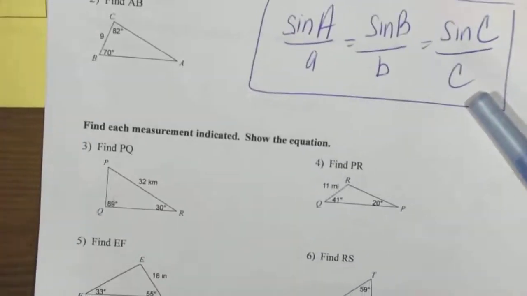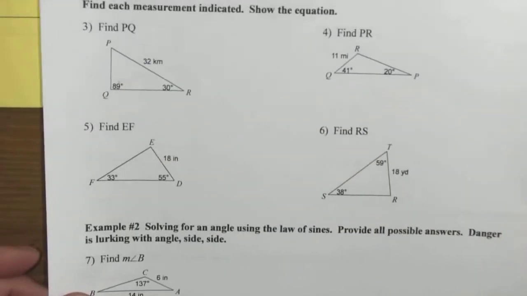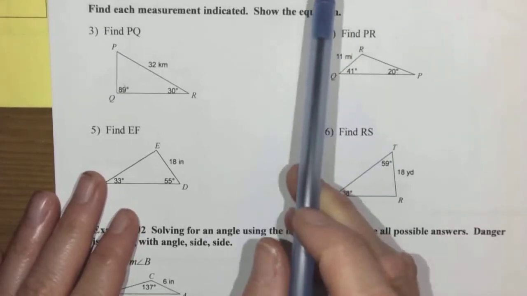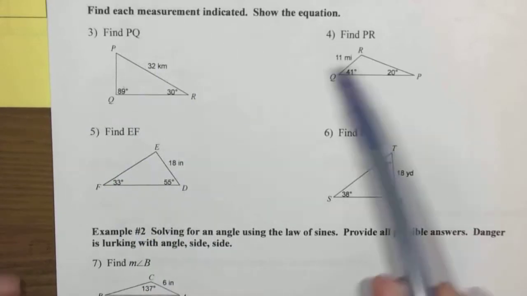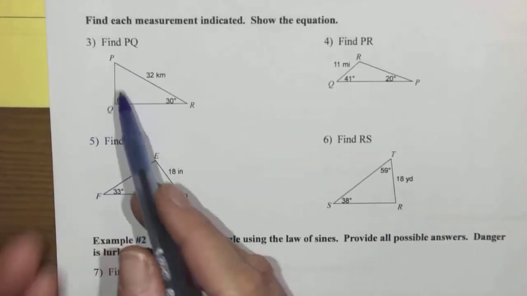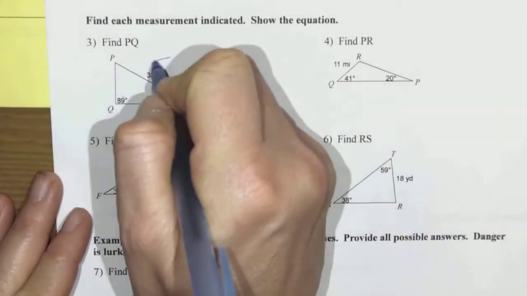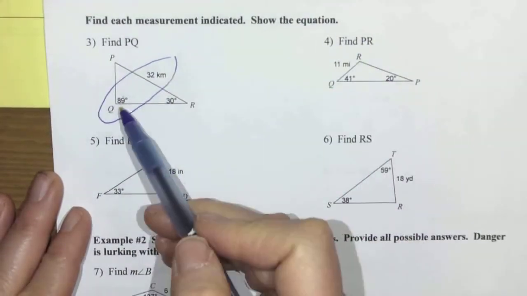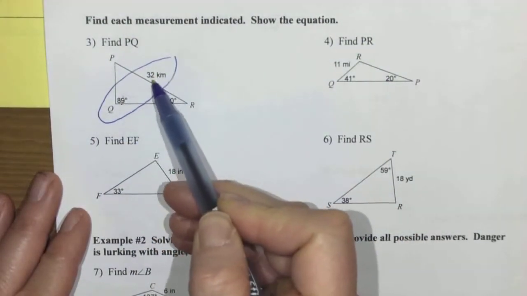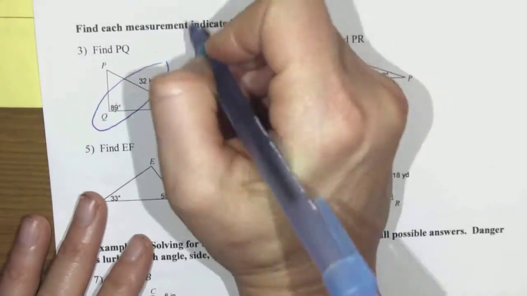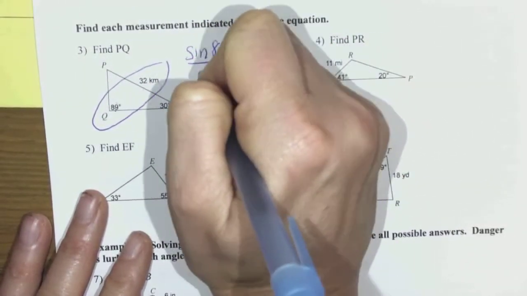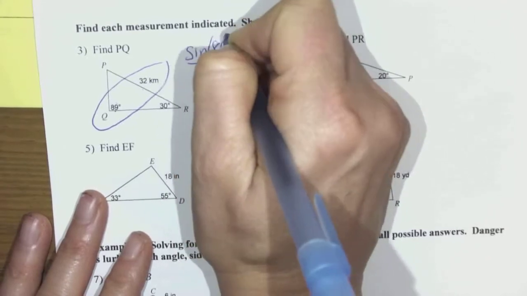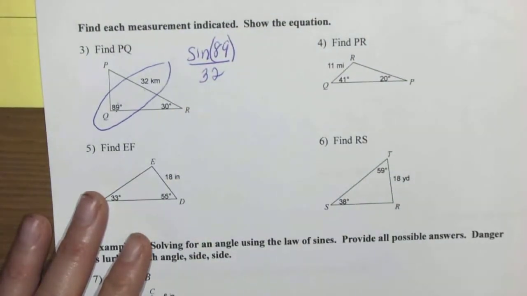So let's start. I'd like to do number 3 with you in your packet. Now, even though the formula has A's, B's, and C's in it, a triangle obviously doesn't always have A's, B's, and C's. This one has P's, Q's, and R's. The pair that I have, meaning an angle and its matching or opposite side, is the Q pair. So I will write sine of 89 over 32. You all have TI, so that angle always goes in parentheses.